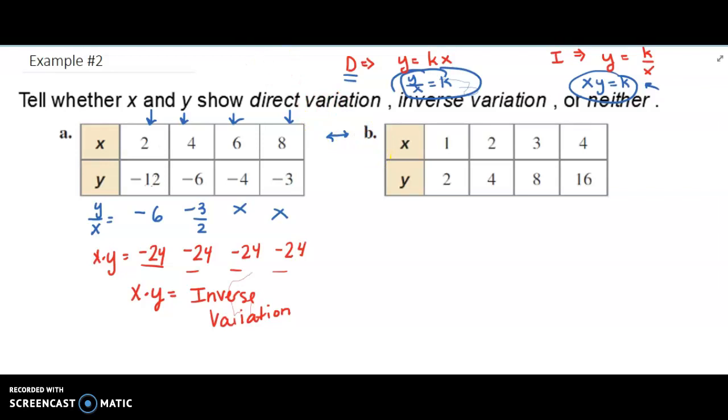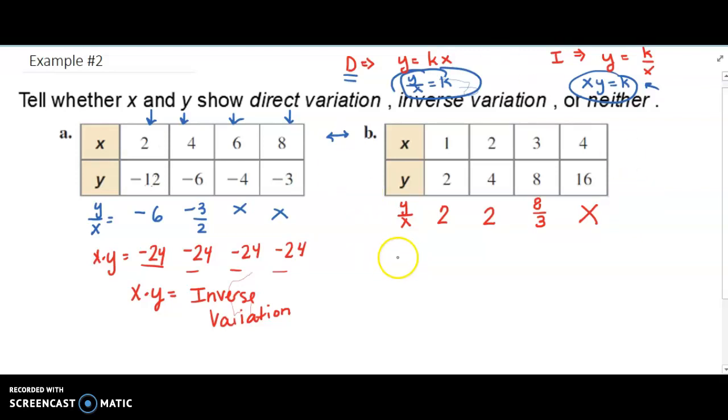All right, so let's look at b now. Okay, so once again, I'm going to do the same thing. I'm going to see if it's direct variation by doing y over x. And when I do y over x, 2 over 1 is 2, 4 over 2 is 2, 8 over 3 is 8/3. Okay, right here we have a difference. So I don't even have to check this one. So we know it is not direct variation.